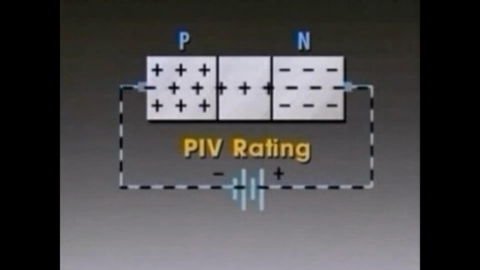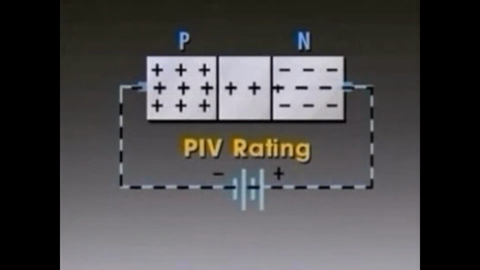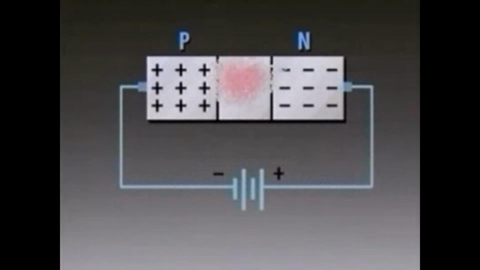Application of reverse bias above the peak inverse voltage rating, or PIV, will cause leakage current to become significant and will generate enough heat to destroy the diode. The PIV rating must not be exceeded.